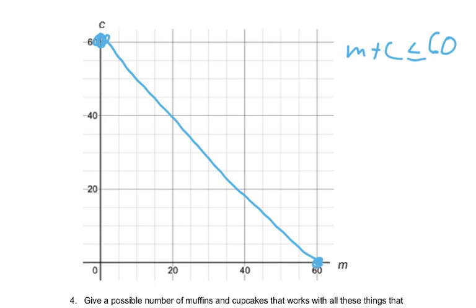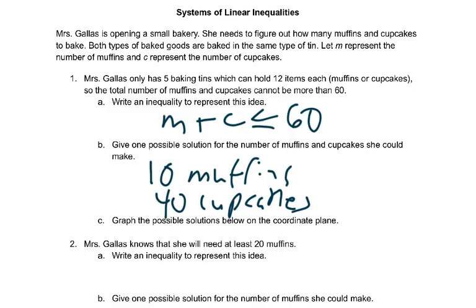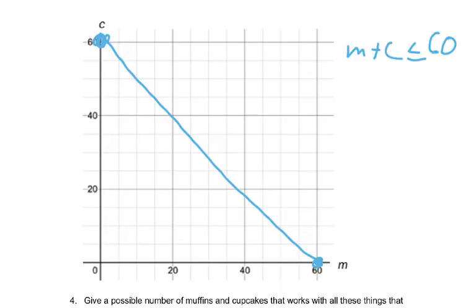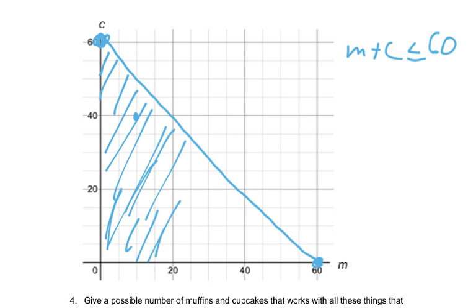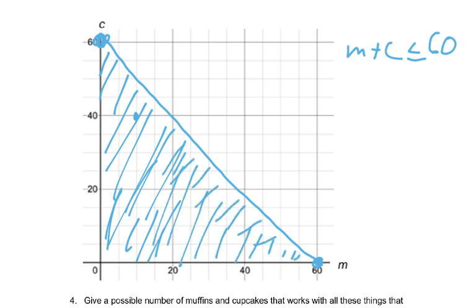Now, where do we shade? So we already tested a point. We know that 10 muffins and 40 cupcakes is a possible solution. So 10 muffins, 40 cupcakes is over here. So that tells us that we're going to shade on this side here. Now notice I'm not shading in the negative because it wouldn't make sense for us to have a negative number of cupcakes. We're really just working in the first quadrant here, right? So that's our first inequality.